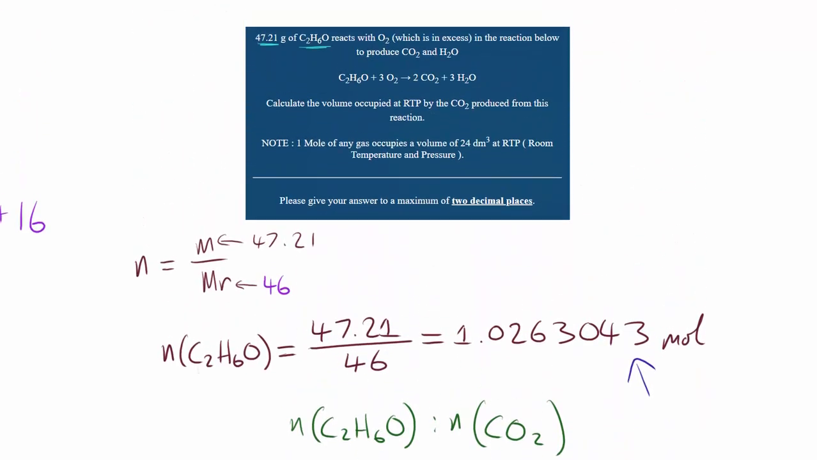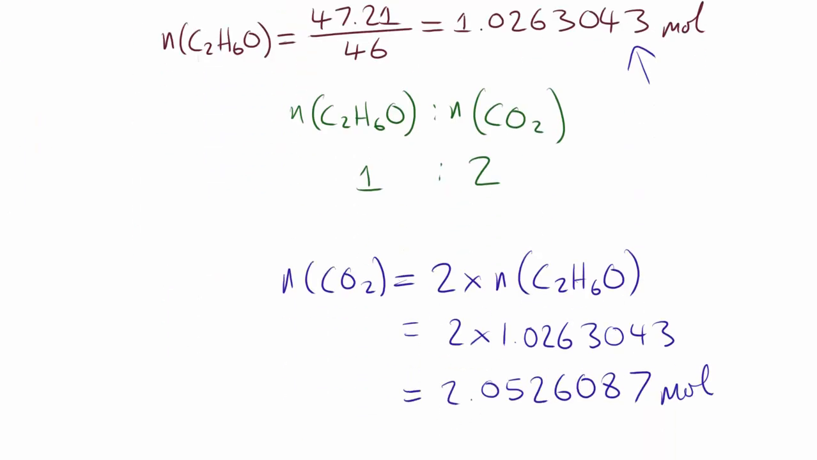Remember, what we're trying to work out is the volume occupied by the CO2, specifically at room temperature and pressure. Now we know that 1 mole of a gas is going to occupy 24 decimeters cubed. So if we have the number of moles of this gas and multiply it by 24, we're going to be able to work out the volume that this amount of substance is going to occupy under those specific room temperature and pressure conditions.